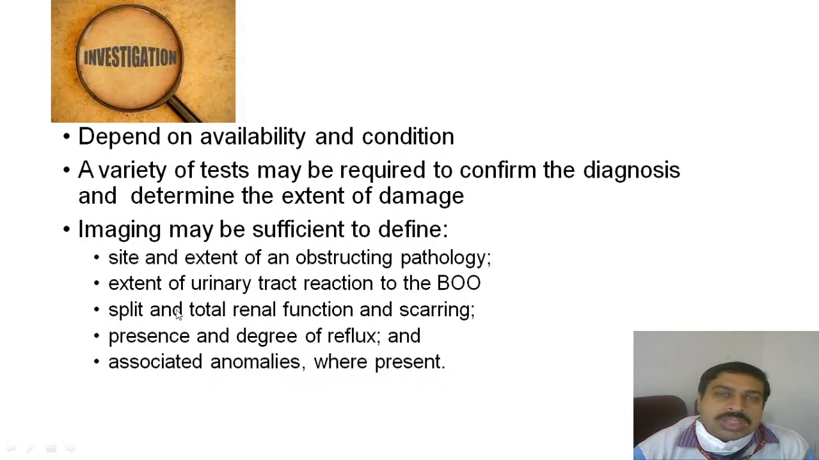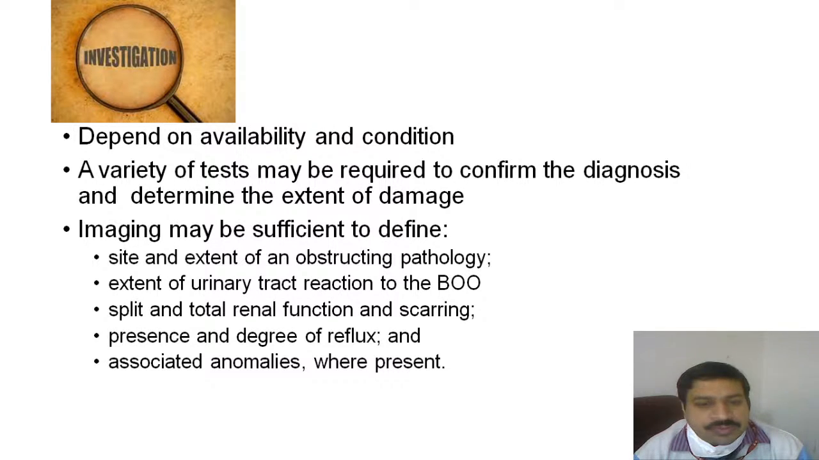Split renal function means of the total glomerular filtration rate. We know the GFR of a healthy child would be something above 70 or 80 ml per minute per 1.73 meter square body surface area. But how much of it is being contributed by each kidney? Is it 50%, meaning both of them are equally functioning, or is one of them completely gone because of a pyonephrosis or because of agenesis? That is called the split renal function and the total renal function.